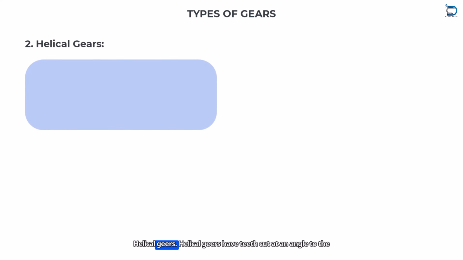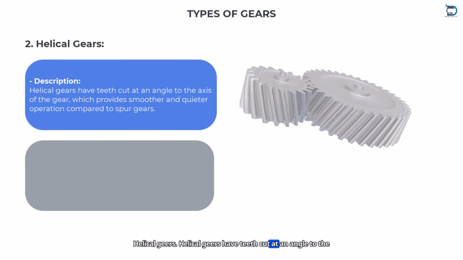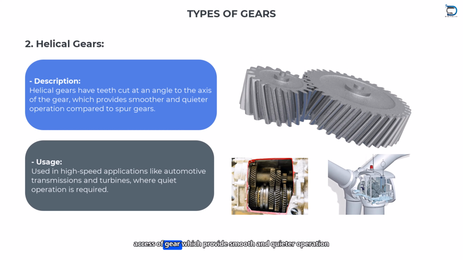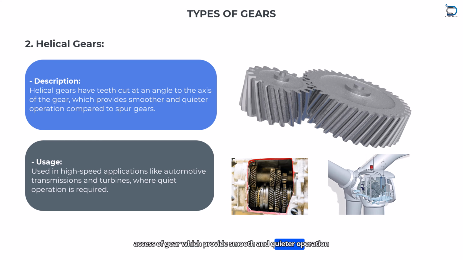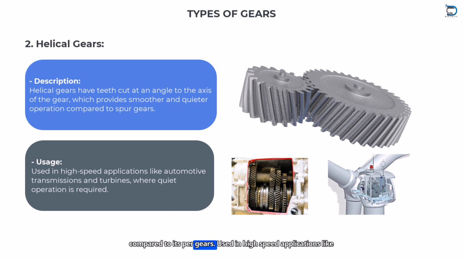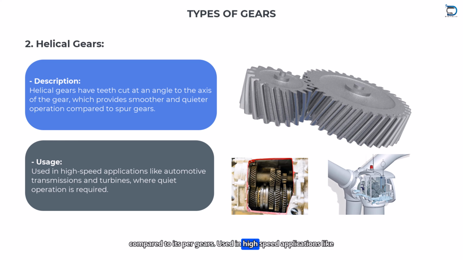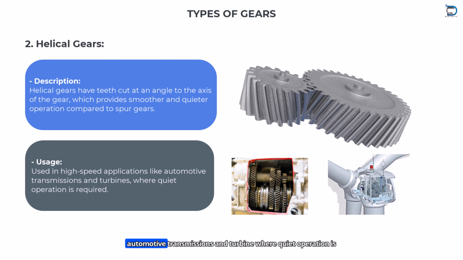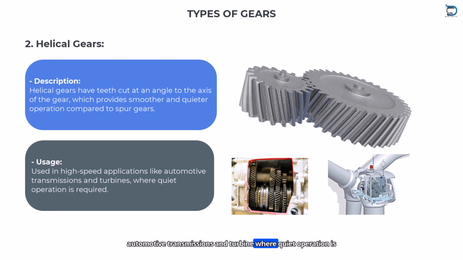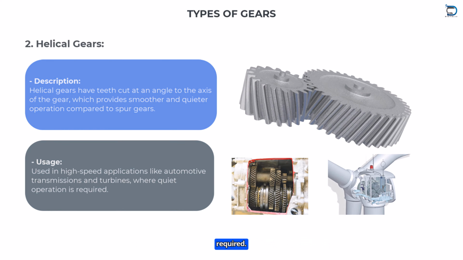Helical gears. Helical gears have teeth cut at an angle to the axis of the gear, which provides smoother and quieter operation compared to spur gears. Uses: used in high speed applications like automotive transmissions and turbines, where quiet operation is required.